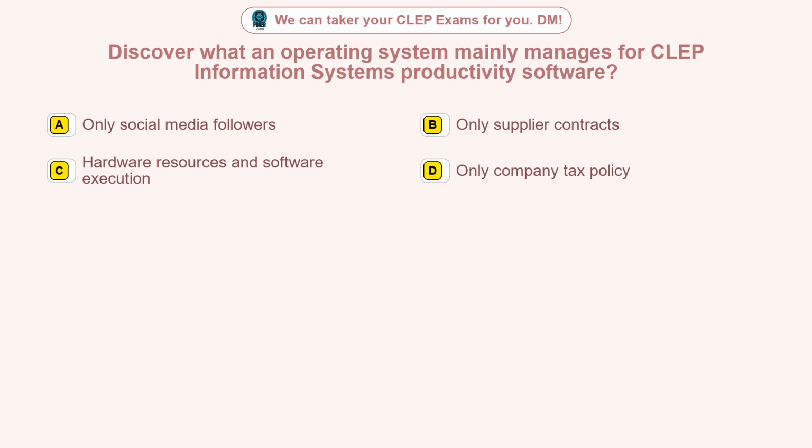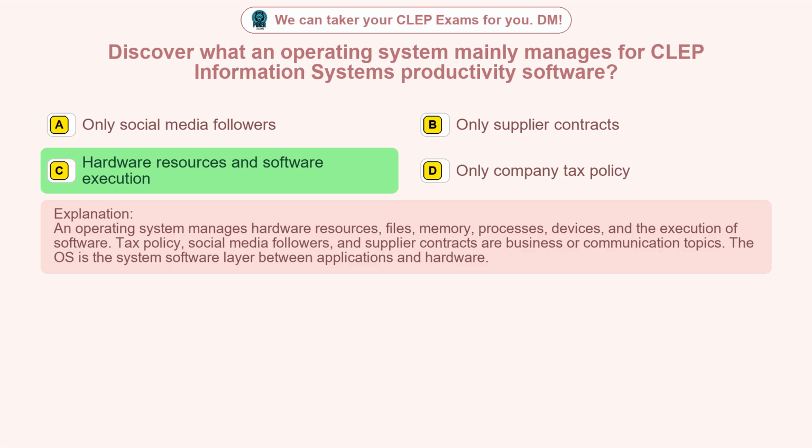Option A. Only social media followers. Option B. Only supplier contracts. Option C. Hardware resources and software execution. Option D. Only company tax policy. The correct answer is Option C. Hardware resources and software execution.